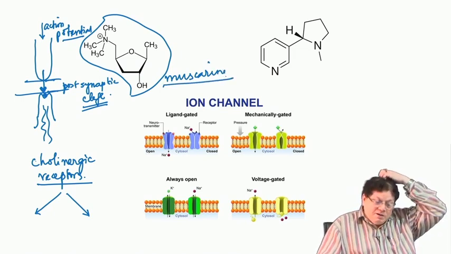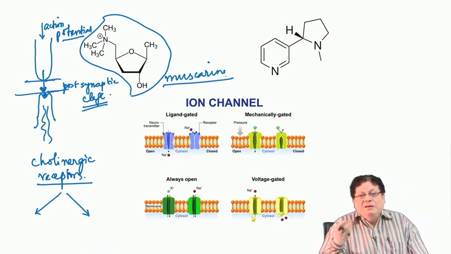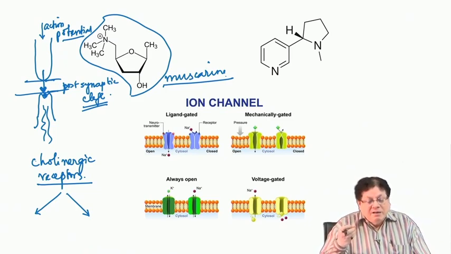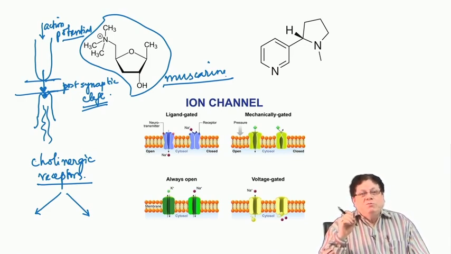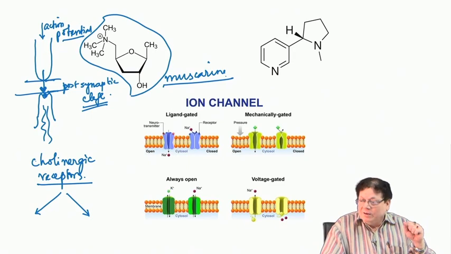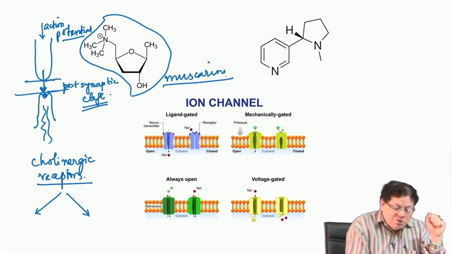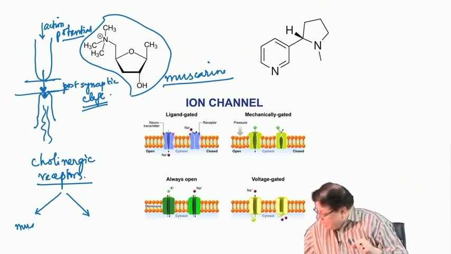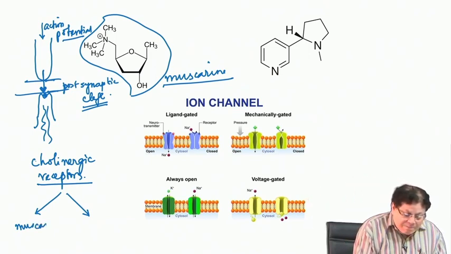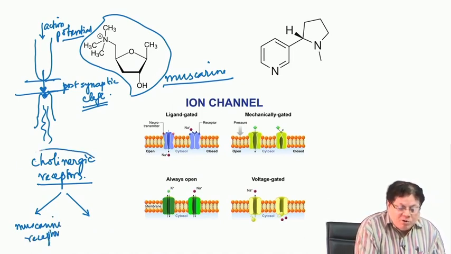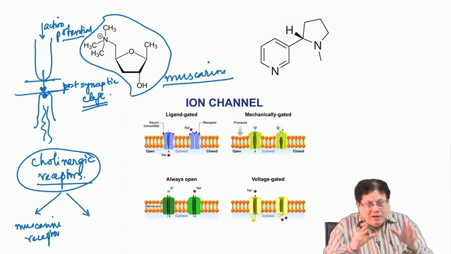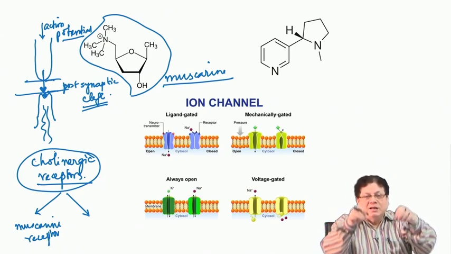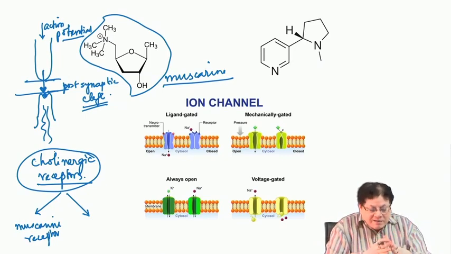This natural product muscarin, if it is taken, then this muscarin goes and binds to a particular type of receptors which are meant for acetylcholine. So, they are called muscarin receptors, but they actually belong to the cholinergic receptors. So, cholinergic receptors are those where acetylcholine binds, but they are subdivided into two.